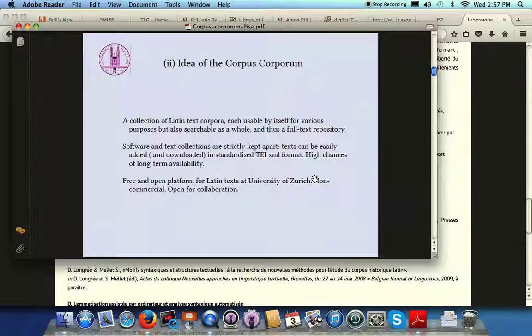We decided to have the standard TEI XML format for our texts on the one hand. So on the one hand, a collection of TEI XML files with Latin texts. On the other hand, software that loads these texts into a database and enables different search tools and the like, which I will show you in the second part of this presentation.